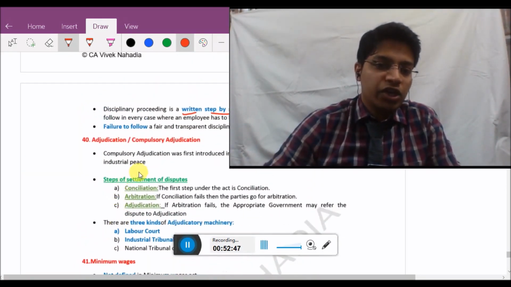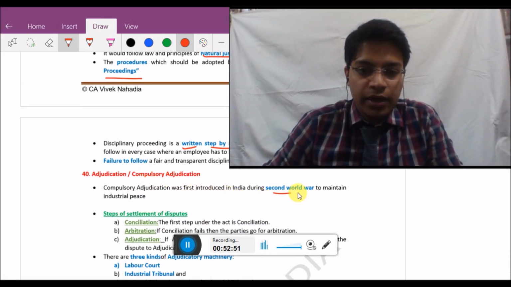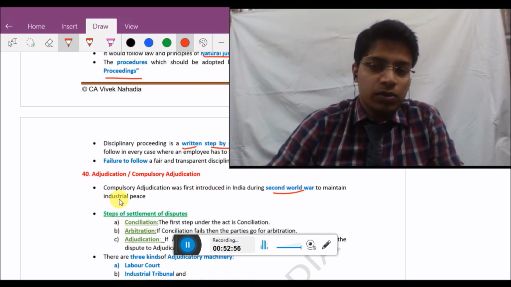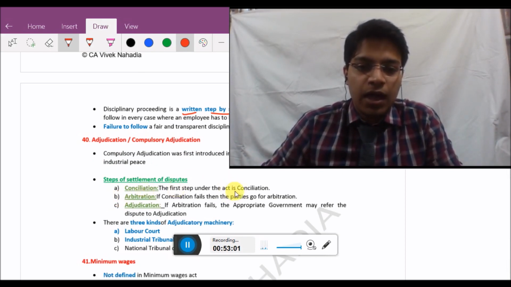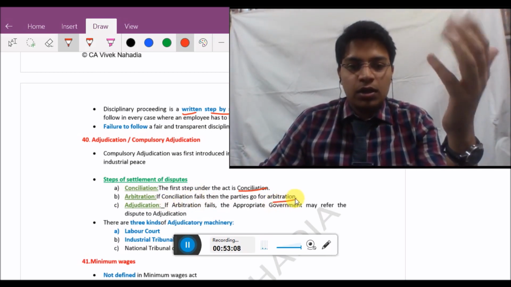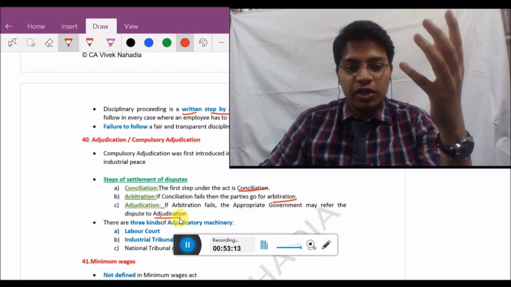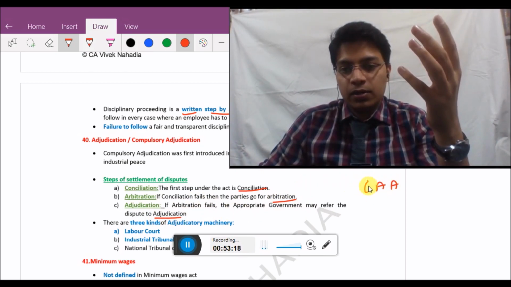Adjudication or compulsory adjudication. Compulsory adjudication was first introduced in India during the Second World War to maintain industrial peace. Steps of settlement of disputes. What are the steps for settling the dispute? Conciliation. The first step under the act is the conciliation. Then, if conciliation fails, then the parties go for arbitration. If arbitration fails, the appropriate government may refer the dispute to adjudication. So the three steps are CAA. First conciliation, then arbitration, then adjudication.